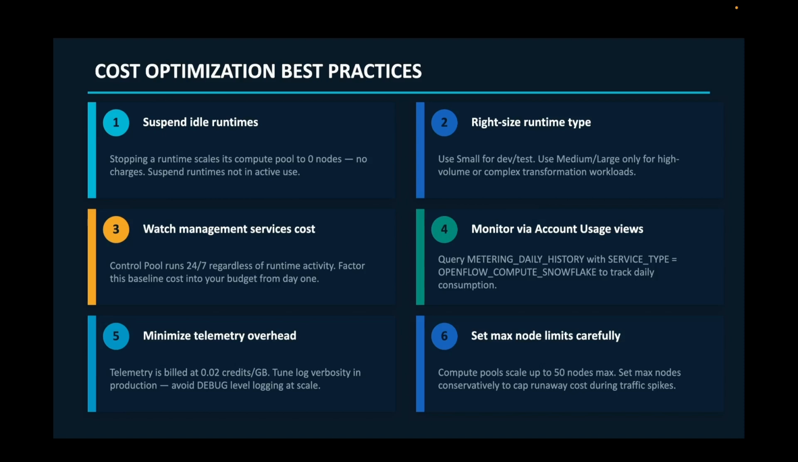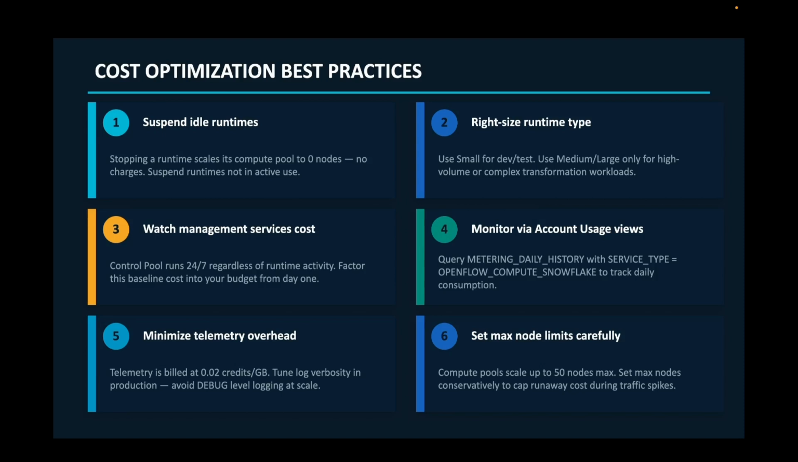Minimize telemetry overhead. Telemetry is billed at 0.02 credits per GB, and it is ideal to enable the telemetry table for Openflow because you want that observability. And tune log verbosity in production. Avoid debug level logging at scale, otherwise the telemetry events table gets heavy, and there is a charge involved for storage as well.